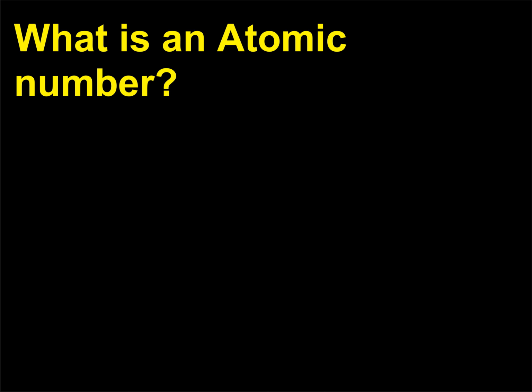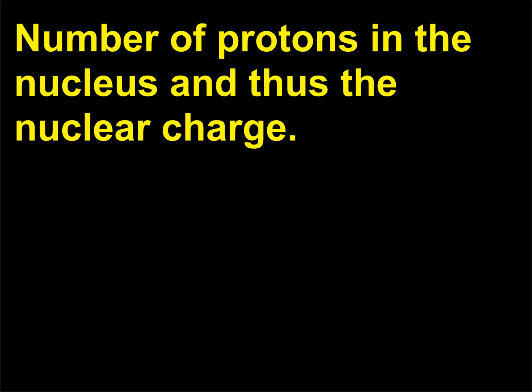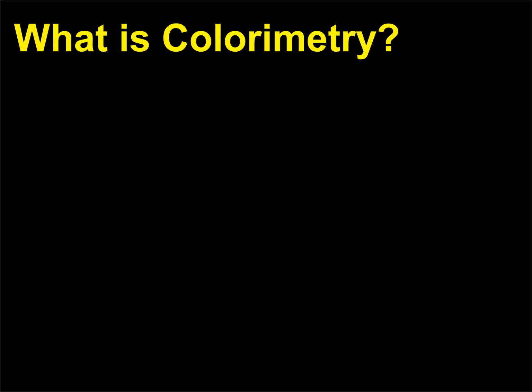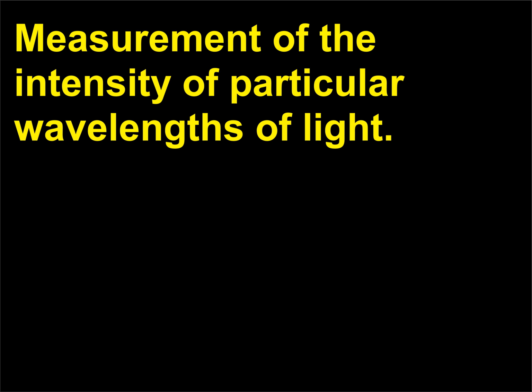What is an atomic number? Number of protons in the nucleus and thus the nuclear charge. What is colorimetry? Measurement of the intensity of particular wavelengths of light.